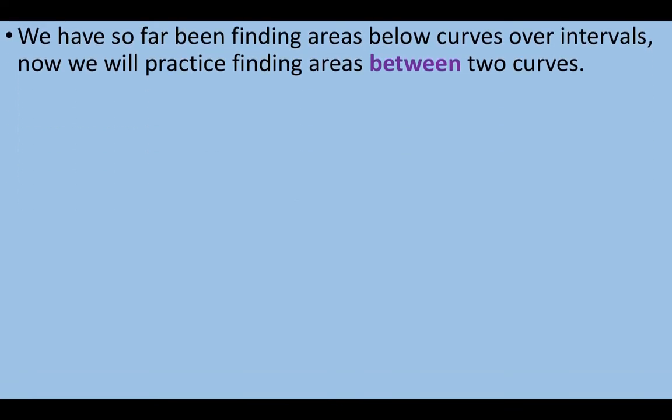All right, so we have so far been finding areas below curves over certain intervals. I've been saying like from 0 to 2 or 0 to 1. That's over a certain x interval on the x-axis. But now we're going to practice finding areas between two curves. Sometimes you might even have three curves, but today's lesson we're just doing two.